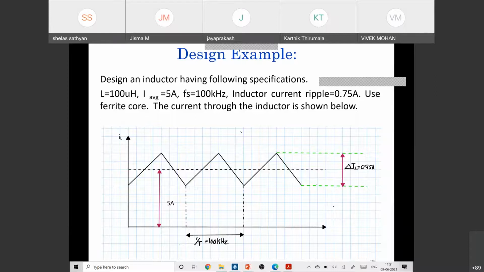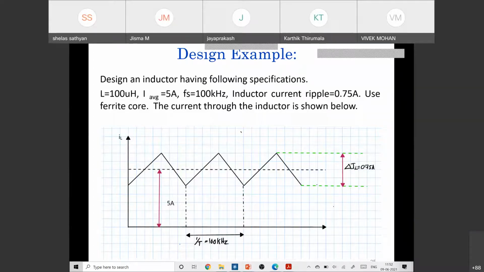Based on our discussion, I'm giving a small work, one design example. All of you please design a high frequency inductor having the following specification. The inductance value is 100 microhenry and the current through the inductor is shown here. The switching frequency, or the frequency at which the current flows through the inductor, is around 100 kilohertz.